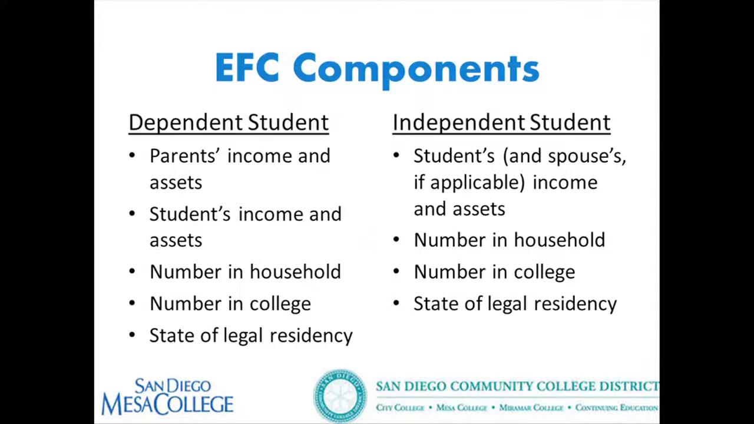So the components that go into the EFC for a dependent student are parents' income and assets, students' income and assets, number in household, number in college, and state of legal residency. This is just an abbreviated version. Like I said, the formula is a lot longer than just these components. So there's no cutoff of, like, if my family earns this amount of money and we have this many students. There's no cutoff as far as income or anything. It goes through all this process. For an independent student, you just would not be including any parents' income or assets.